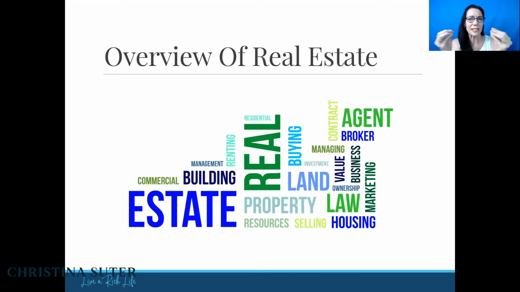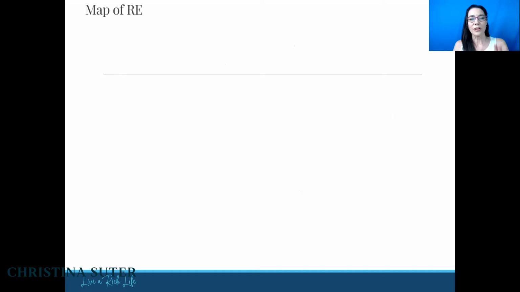I'm going to try to simplify it a little bit today, just to give you a quick overview and maybe a grounding in how you can think about real estate as a field, and maybe get a little less confused, but you still have the shiny object problem. I can't help you with that one until later. But right now, let's do the overview of real estate. So, map of real estate is what I call it.